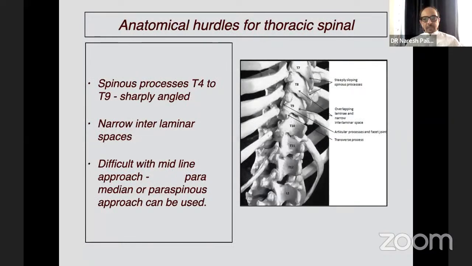There are some anatomical hurdles for thoracic spinal. The spinous processes are sharply angled at T4 to T9. There are very narrow interlaminar spaces at these levels. These are at times difficult with a midline approach, so a paramedian or a paraspinous approach can be used.